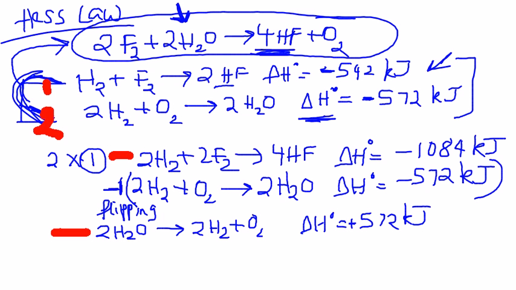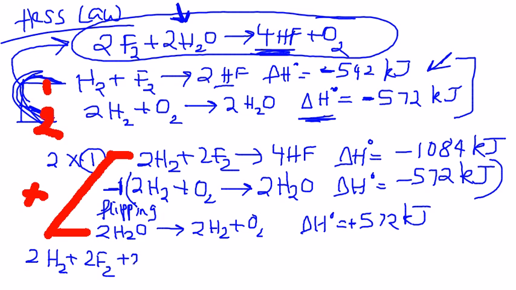So those are my two equations. What will happen if you add these two? Okay, so I'm going to simply add these two equations. I'm going to end up with 2H2 plus 2F2 plus 2H2O. That's on the reactant side.